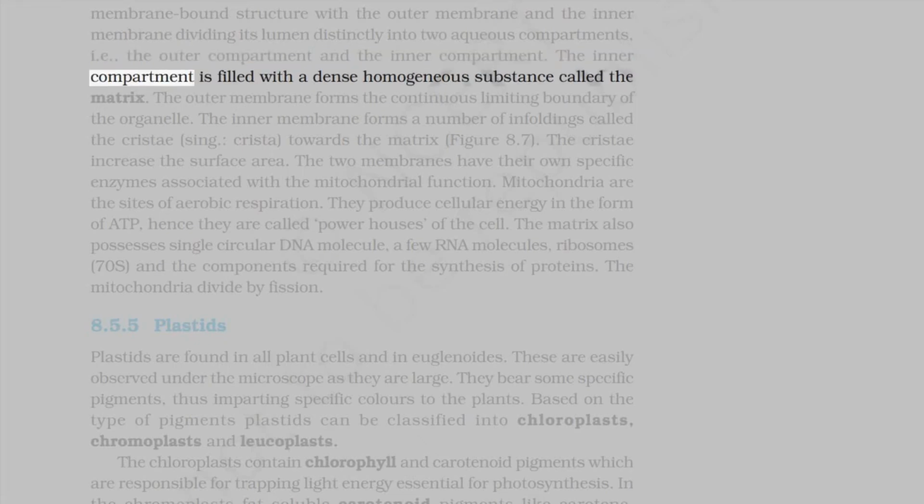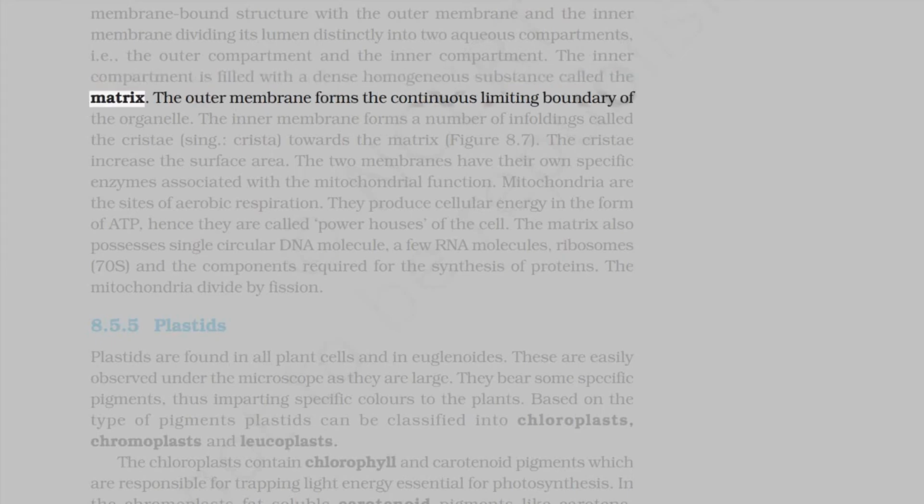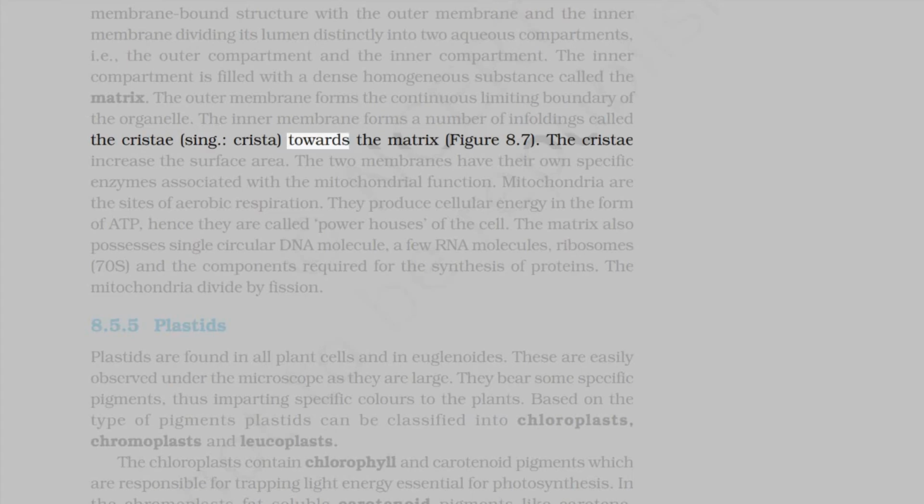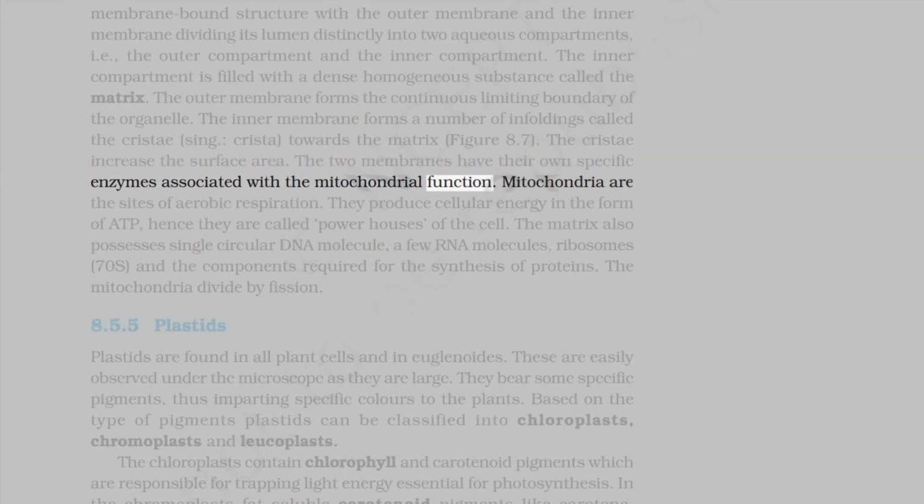The inner compartment is filled with a dense homogeneous substance called the matrix. The outer membrane forms the continuous limiting boundary of the organelle. The inner membrane forms a number of infoldings called the cristae, crista, towards the matrix, figure 8.7. The cristae increase the surface area. The two membranes have their own specific enzymes associated with the mitochondrial function.